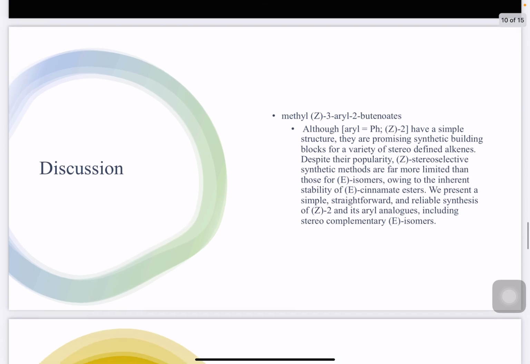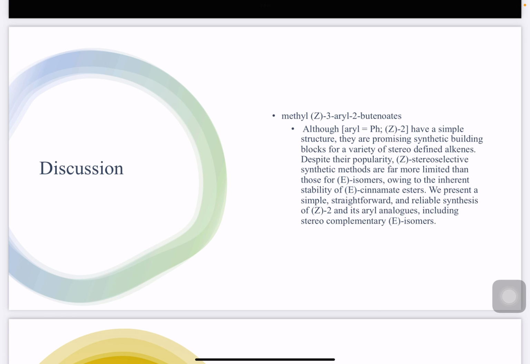So for the discussion part, we have methyl (Z)-3-aryl-2-butenoates. The synthesis is ubiquitous. E and Z unsaturated esters are critical in organic synthesis because these important compounds serve as useful structural scaffolds for a variety of E and Z stereo-defined olefins.